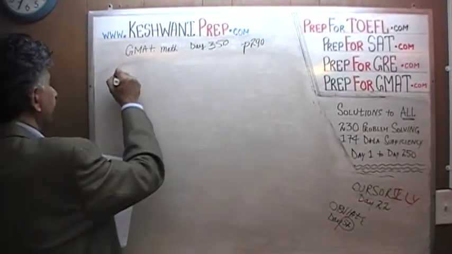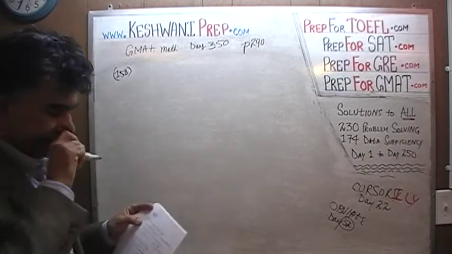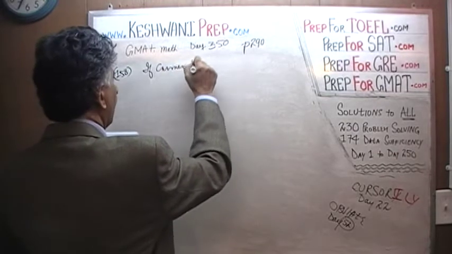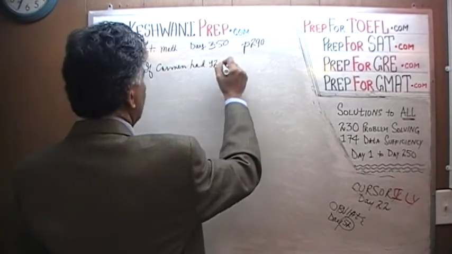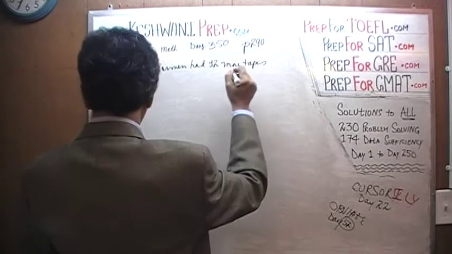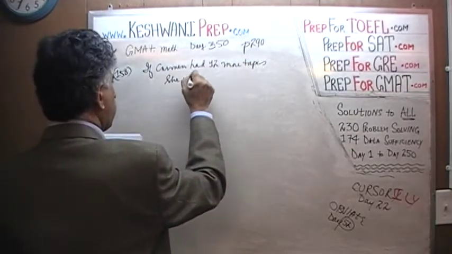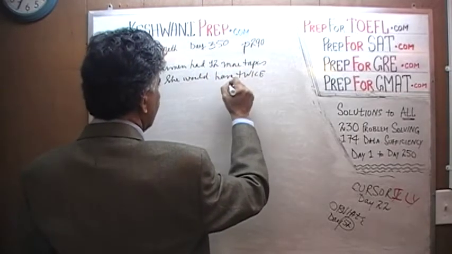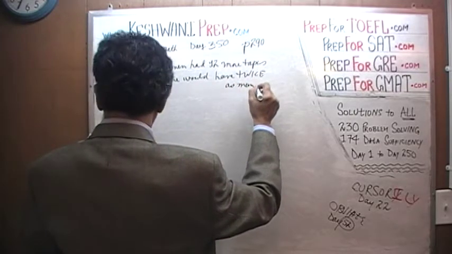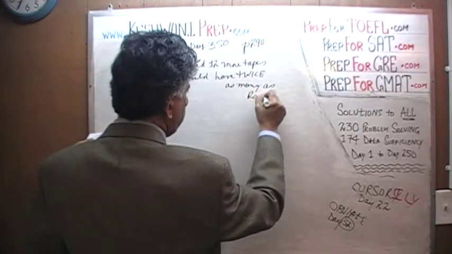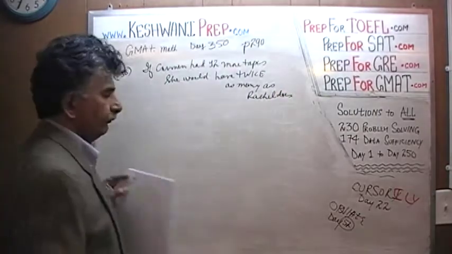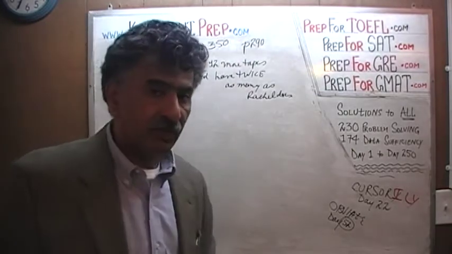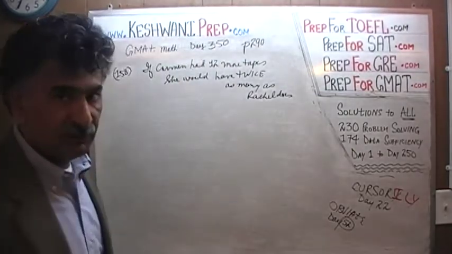In 158, they tell us that if Carmen had 12 more tapes, she would have twice as many as Rachel does. If she happened to have 12 more tapes, she would end up having twice as many tapes as Rachel does. Well, let's see what that means in terms of an equation.